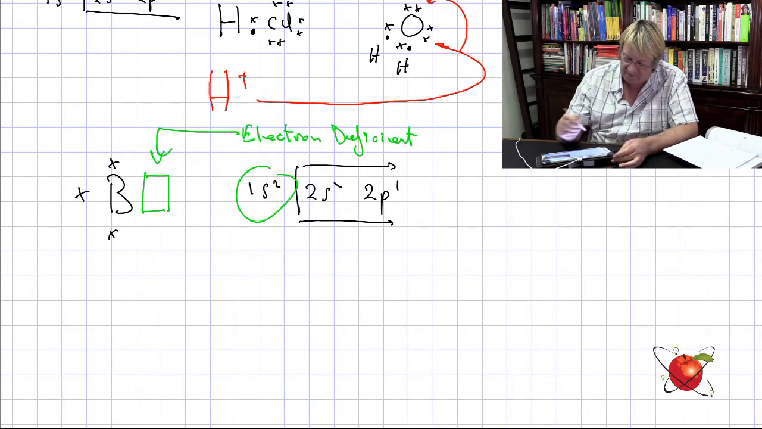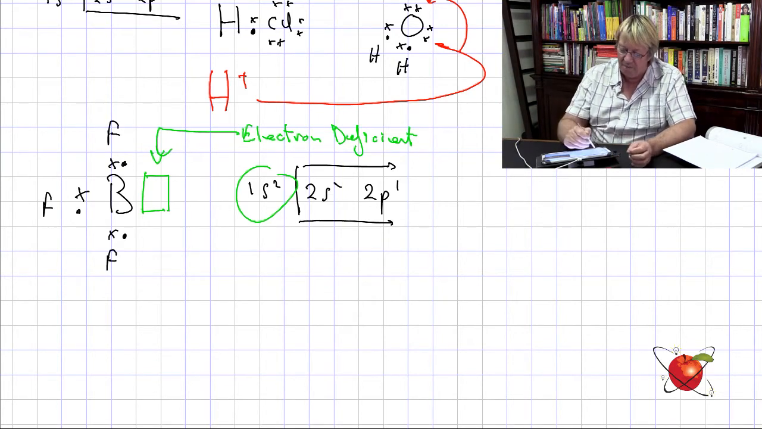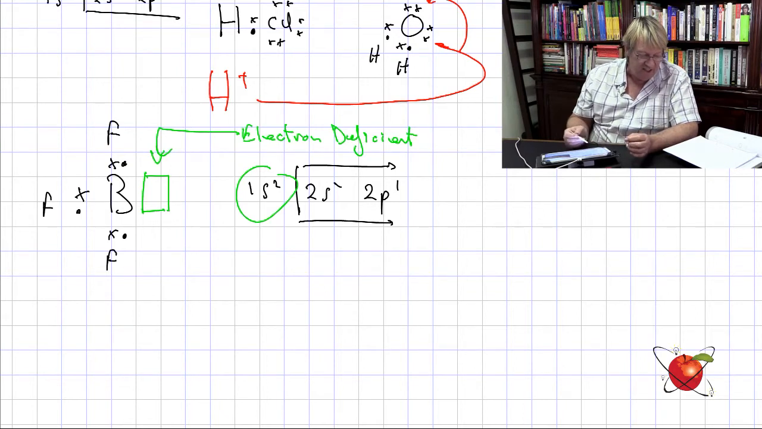Trifluoride, well, we know what happens there, right? Fluorine comes along and fluorine links in here, a fluorine links in there, and a fluorine links in there, right? But this over here is essentially deficient. So it doesn't do it necessarily, but it can now form a bond to fill that up, okay?